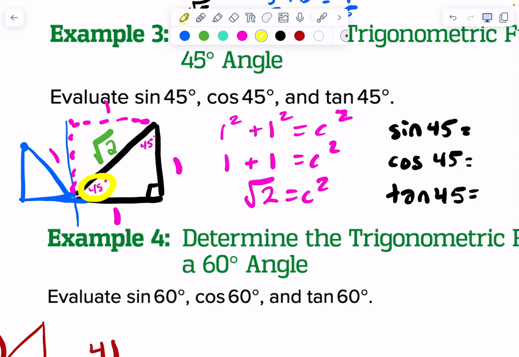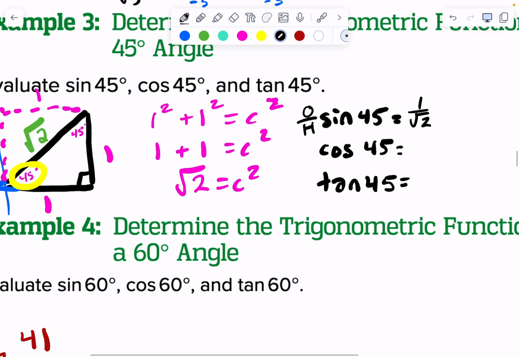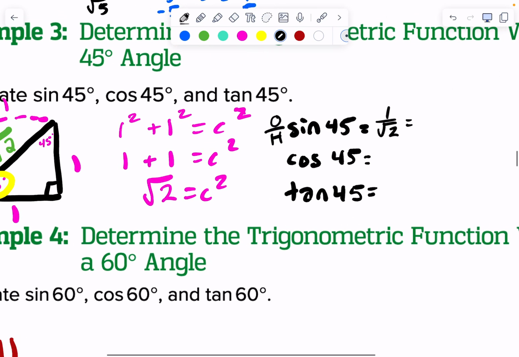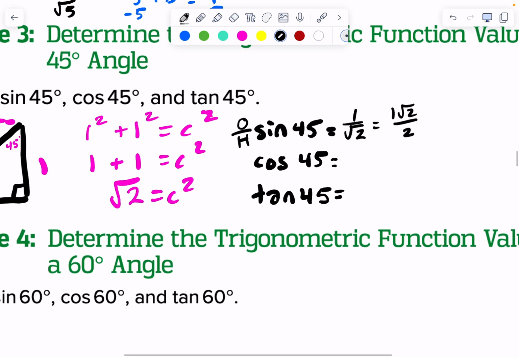All right, so let's use this 45. Let's do sine. Sine is OH. Opposite is 1, hypotenuse is square root of 2. So 1 over the square root of 2. We'll fix him here in a second. Square root of 2 over 2. Josie's already fixed him. So 1 square root of 2 over 2, or just the square root of 2 over 2 because the 1 does nothing, right? That's what sine is.